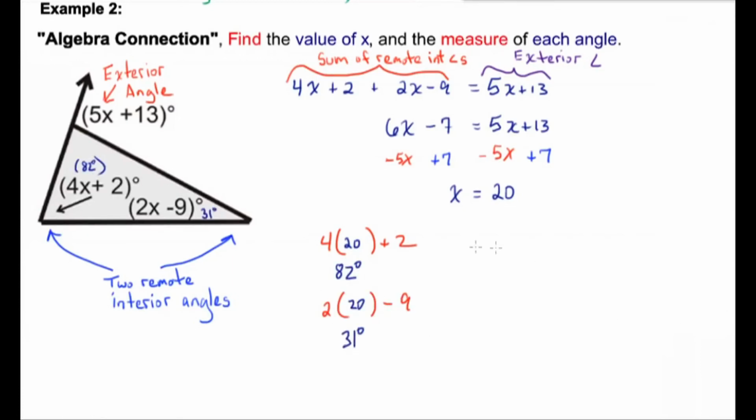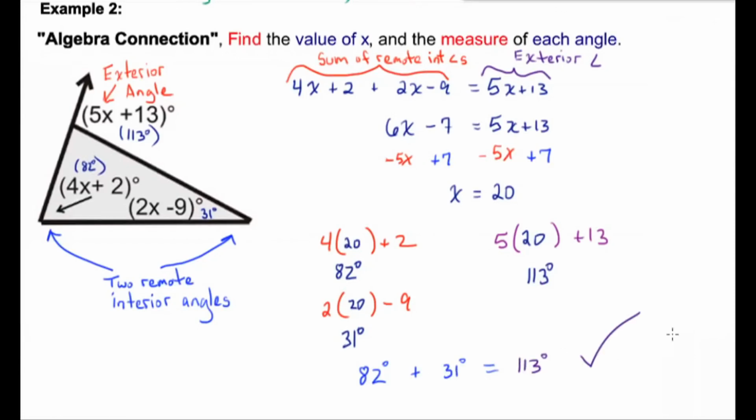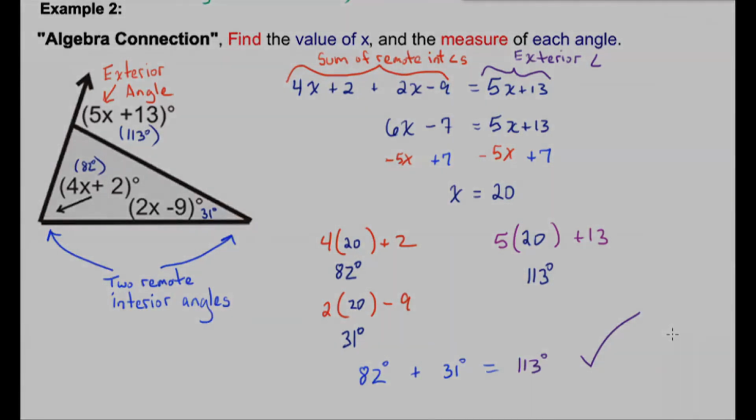Then I can substitute 20 in for x for each expression, and I get 82 degrees and 31 for the two remote interior angles, and 113 for the exterior angle. And if I add those together, the solution checks.